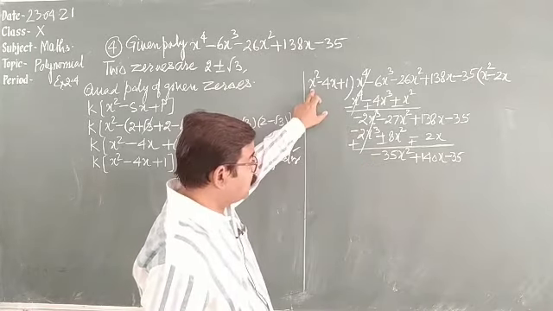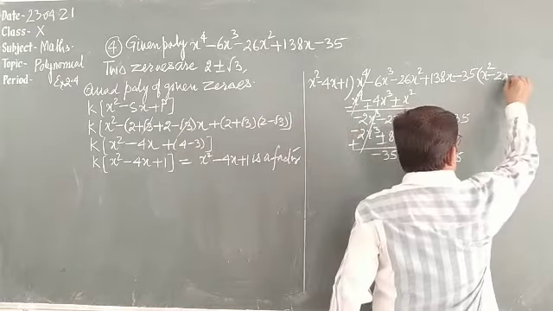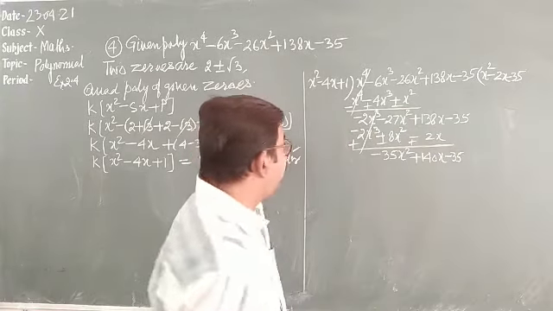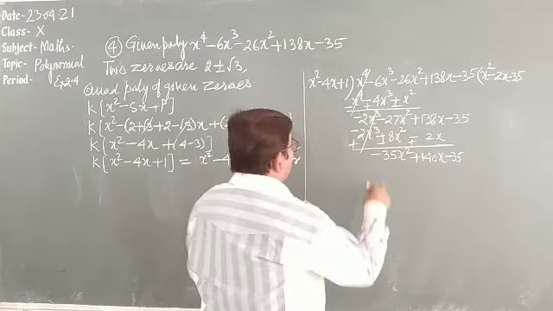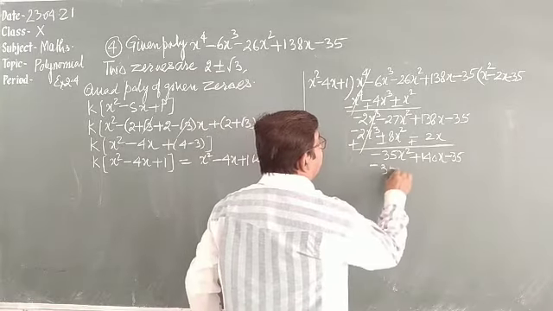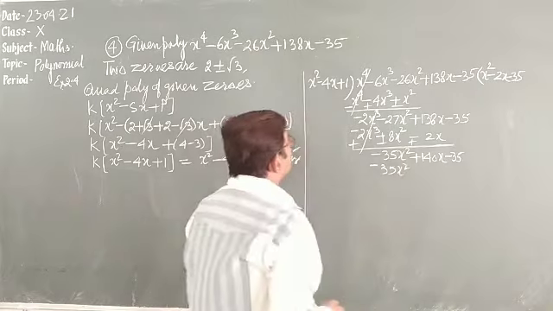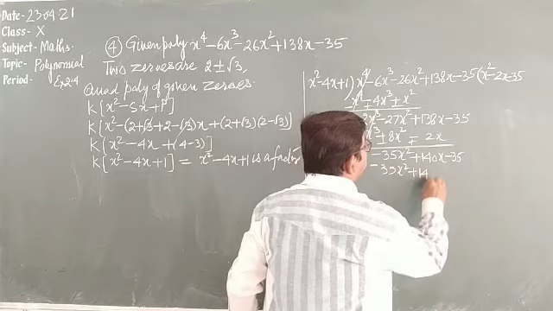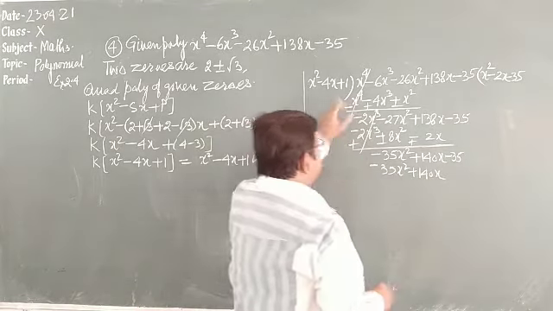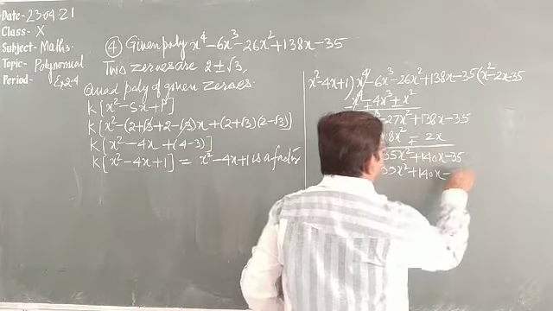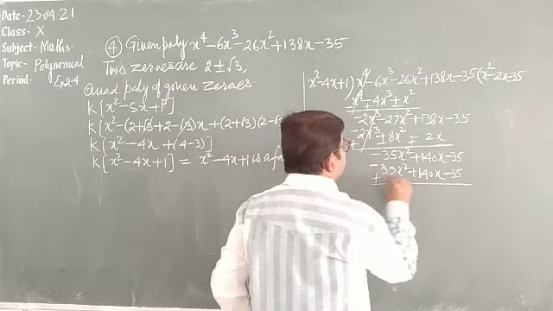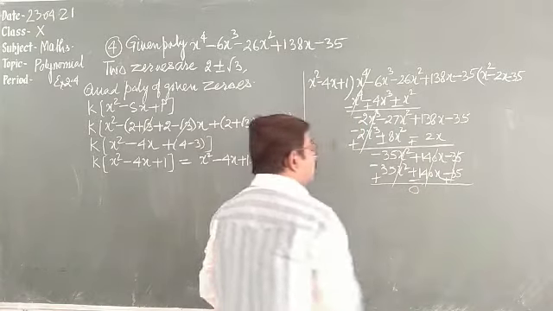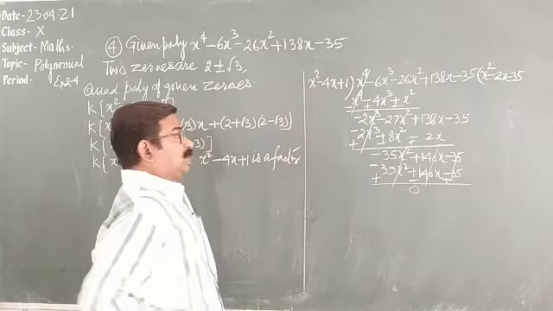See, this is minus 35, the coefficient is minus 35. Here x square, so minus 35 times. So minus 35 into x square is minus 35x square, minus into minus is plus, 35 4s are 140x, and 35 1 is 35. Subtract: plus, minus and plus, all will be cancelled. Remainder is 0. So what is the conclusion?